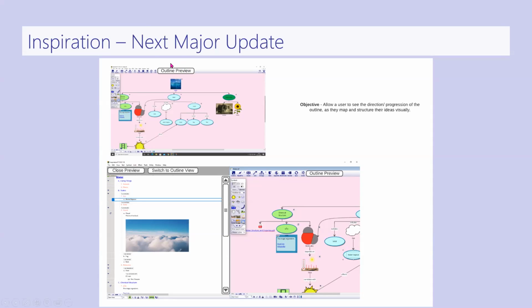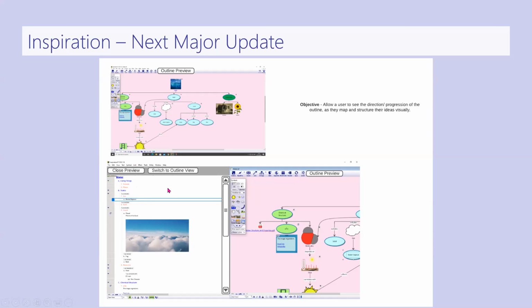And so to do that, what we're looking at is obviously introducing a new button called the outline preview. It wouldn't necessarily be positioned here, but there'll be a button, outline preview. And what that will do then is it will split the screen into two. So your right-hand side will retain your diagram. Your left-hand side now will open up with a pane.